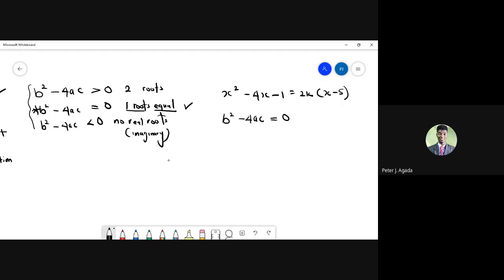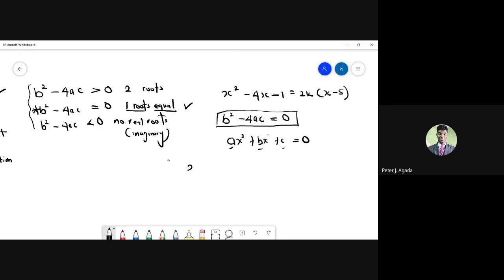Now, the very first step is to rearrange my quadratic equation into the general form ax squared plus bx plus c equals 0. Rearranging helps me identify my coefficients a, b, and c, which I can substitute into my condition and then find the value of k. So the first thing once again is to rearrange my quadratic equation.